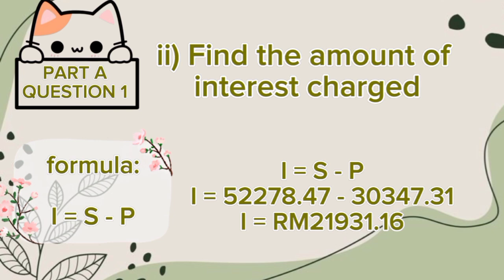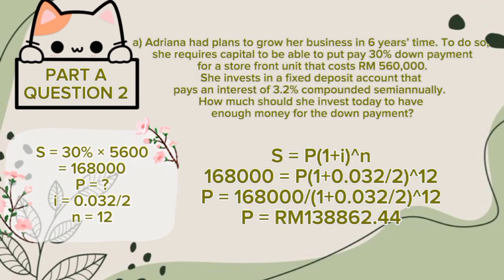For Roman 2, find the amount of interest charged. So we use the formula I equal to S minus P and put the amount into the formula, which is I equals to 52278.47 minus 30347.31. So the final answer will be RM21,931.16.